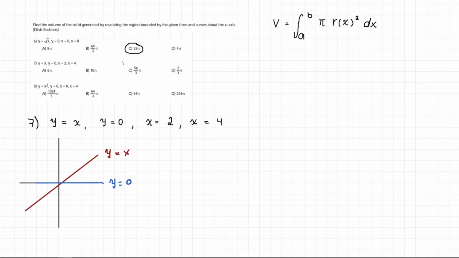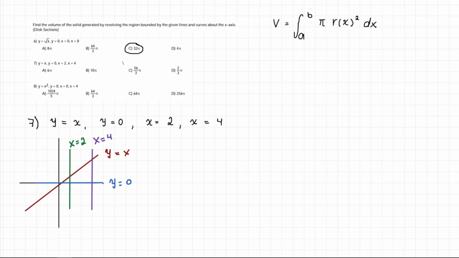The next one is x equals 2. Draw it green. My bad. Draw a line. Okay, this is my line x equals 2. And finally my line x equals 4, which I'm gonna do purple.